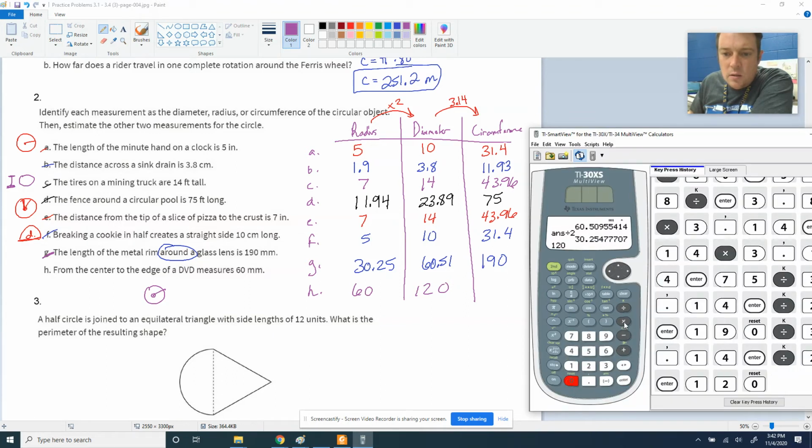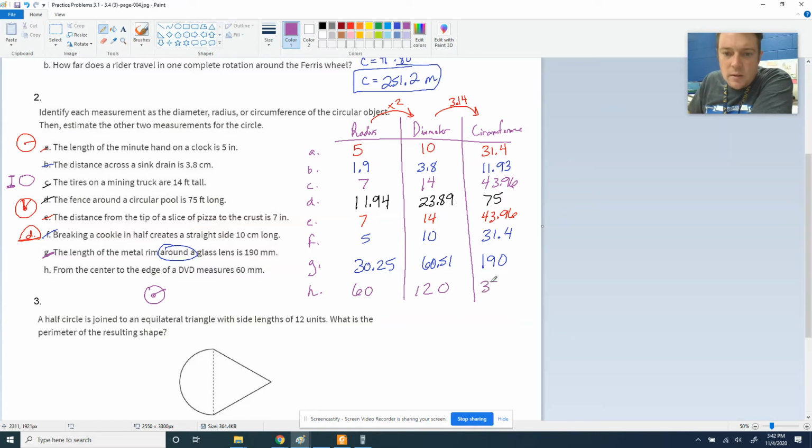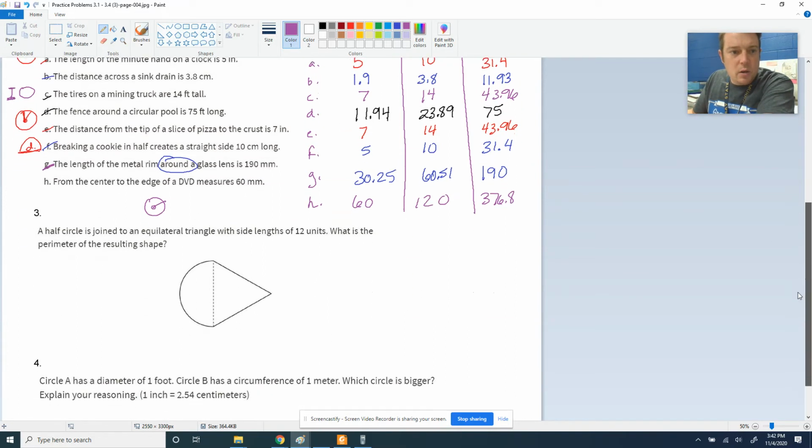120 times 3.14. Boom. 376.8. And there you go. There's number 2. Well, that was a doozy. That had a lot of work in that one.